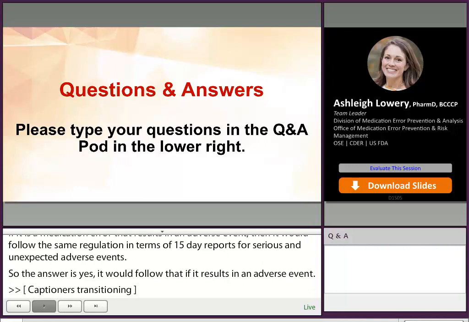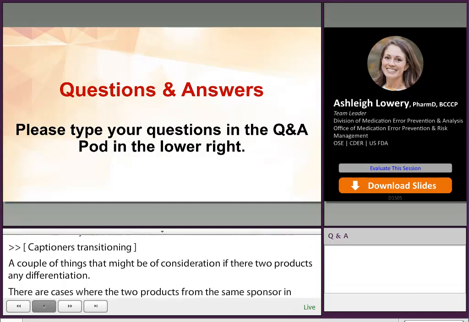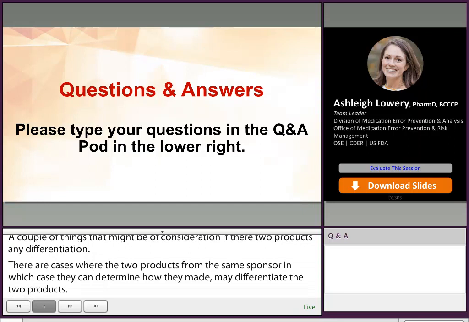That's a great question. A couple things might be of consideration if two products are being confused with each other and need some differentiation. There are cases where it's two products from the same sponsor, in which case they can determine how to differentiate those two products or two strengths of a single product. But when it's two different products and two different companies, the change is requested of the most recently approved product.